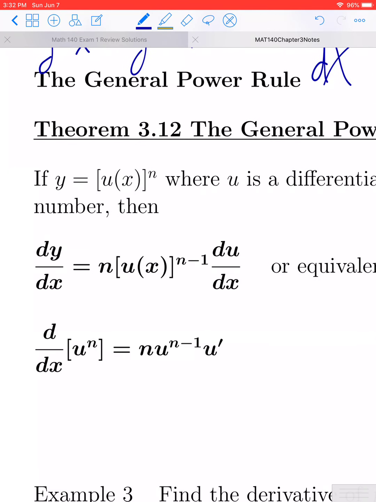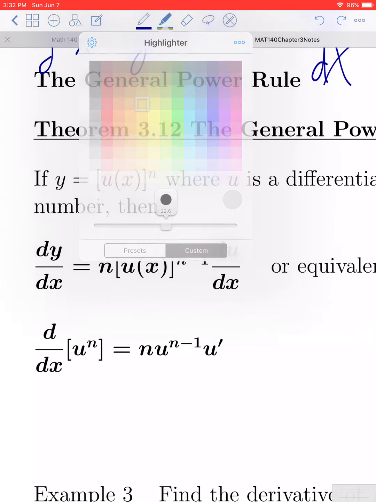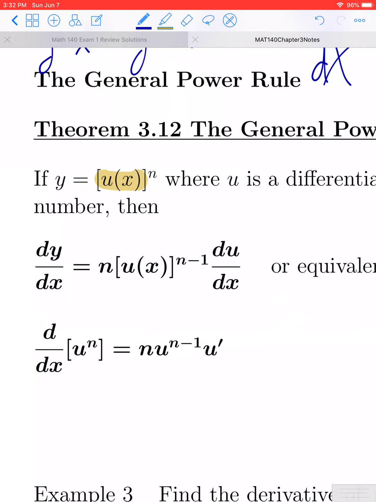If we generalize it, let's suppose that instead of having simply x to the n, y is equal to u of x raised to the n, where the inside part is a differentiable function of x. Well, if that's the case, then this is a composition. It's the composition of the nth power function with the function u. And then according to the chain rule, we would bring the power down, reduce the power by 1.